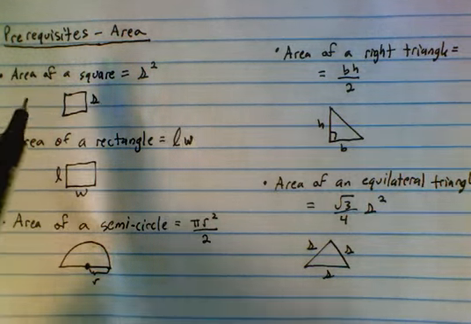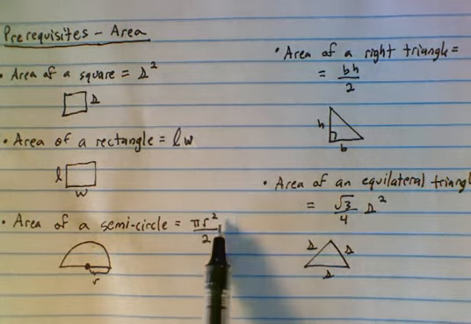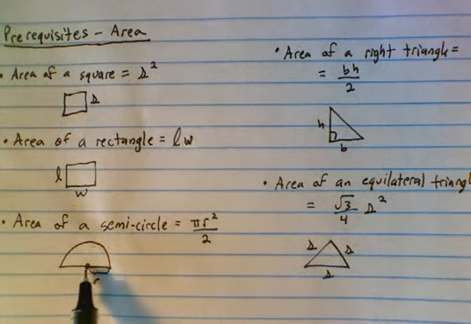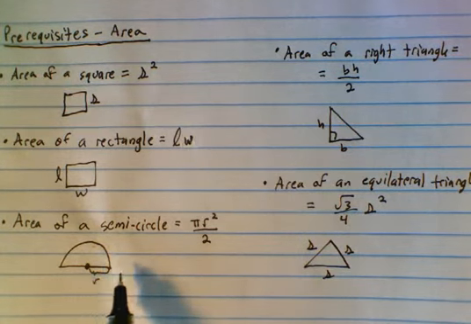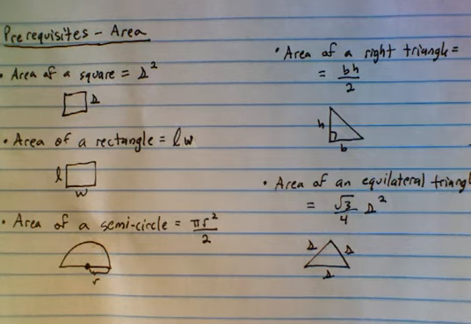Area of a square we know, side squared. Area of a rectangle, length times width. Area of a semicircle, pi r squared over 2. Be really, really careful. This is going to show up. This distance right here is r, not the entire diameter across the bottom. Area of a right triangle, base times height divided by 2.